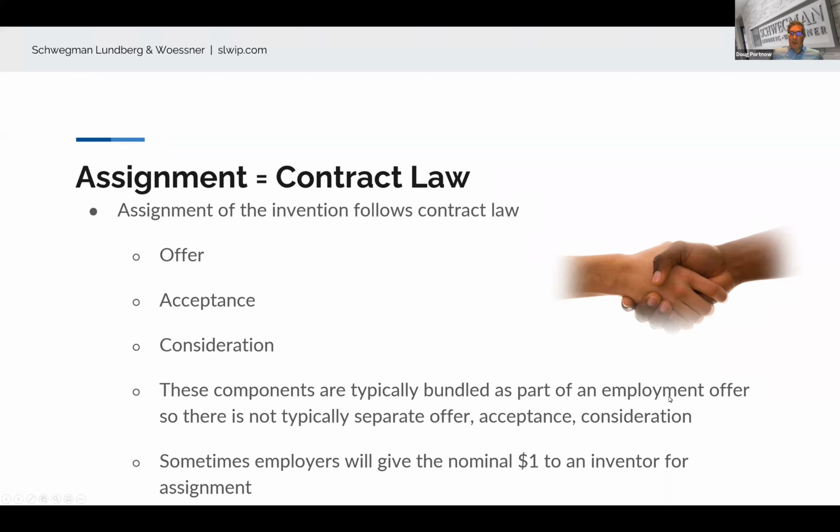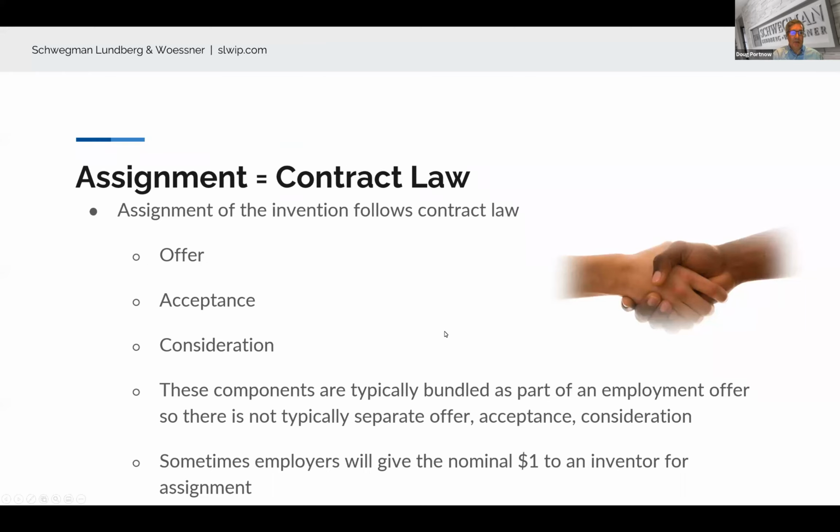These are typically bundled in the employee's employment offer, so there's typically not a separate contract. Your consideration is typically your salary. Sometimes inventors will get the nominal peppercorn or $1 for assigning the patent to the company. I am a named inventor on a few patents. I never got my $1. I'm still waiting for it. But I assume that my salary was considered the consideration in that transaction.